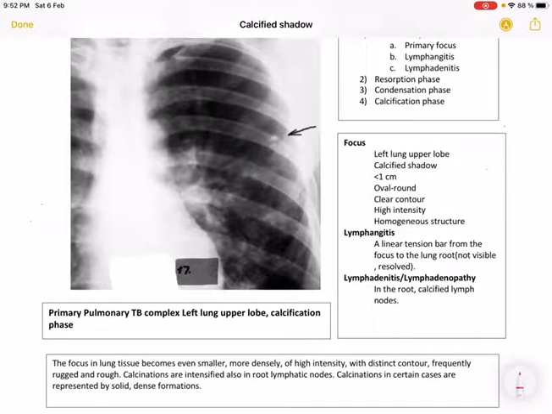The focus in the lung tissue becomes even smaller than that of the pneumonic phase, resorption phase, and condensation phase.